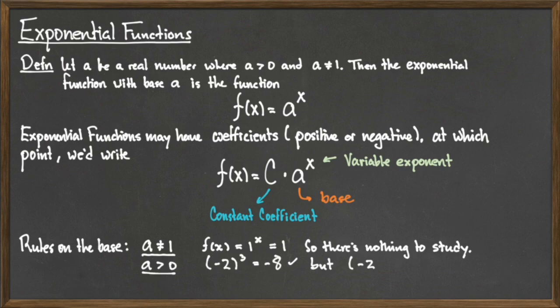We also require that the base a is positive. Even though I can compute a value like negative 2 to the third power, since that power of 3 means multiply negative 2 by itself 3 times and I get negative 8, what about negative 2 to the pi? What does it mean to multiply a negative number by itself pi amounts of times? The short version is that negative 2 raised to the pi is not defined as a real number. So we simply require that all of our bases for exponential functions be positive.